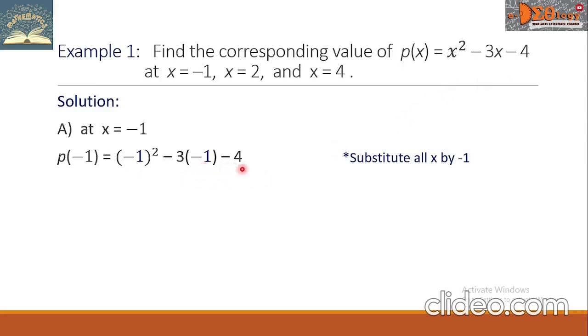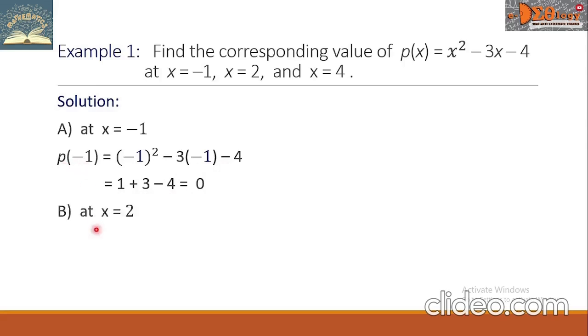Then negative 4. Simplifying the square of negative 1, we have positive 1. Negative 3 times negative 1 is positive 3. Then the negative 4. Simplifying this, we have now 0. This is the value of p of negative 1.